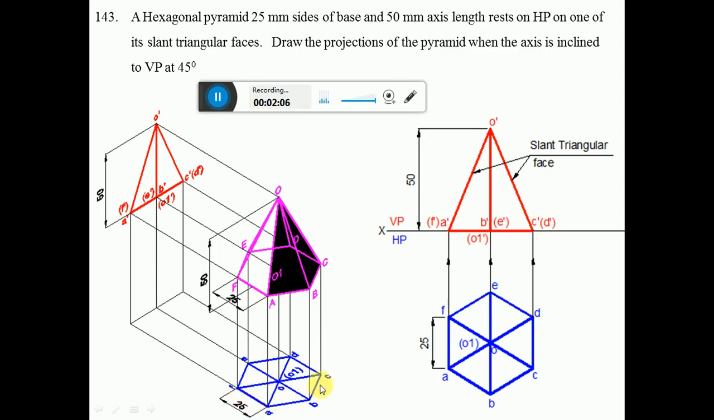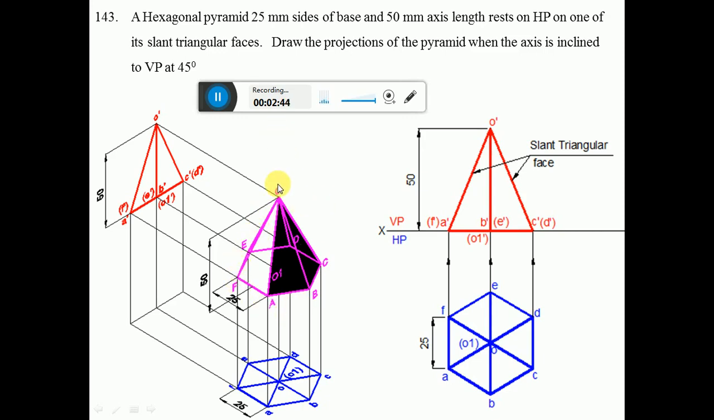So we have the edge position here, and then we have joined O to A, O to B, O to C, O to D, O to E, and O to F. These are called slant edges. OAB is a triangular face, OBC is one more triangular face, OCD is one more triangular face, then ODE, OEF, and OFA are all the 6 triangular faces.